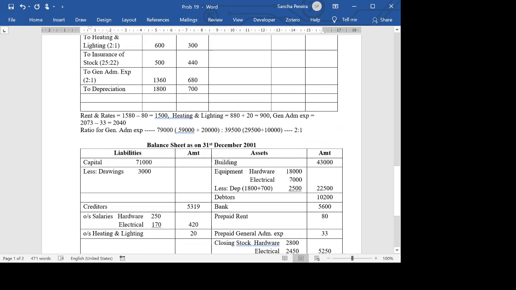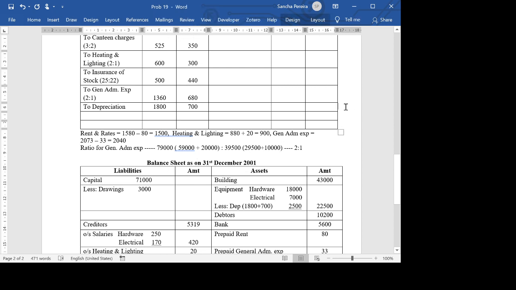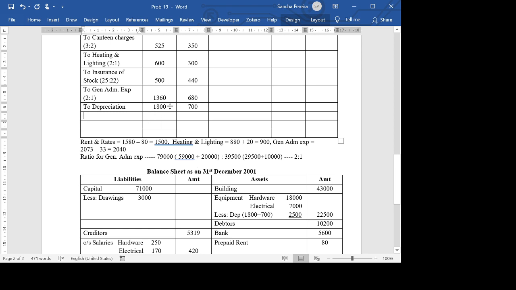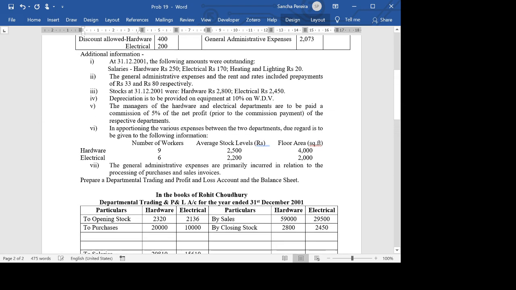If it's partner's commission, we would normally prepare the general profit and loss account and show the partner's commission there. But since a manager is considered as an employee, the manager's commission for the respective department is shown in the departmental trading profit and loss. Okay, so two outstanding managers commission. What have they said?